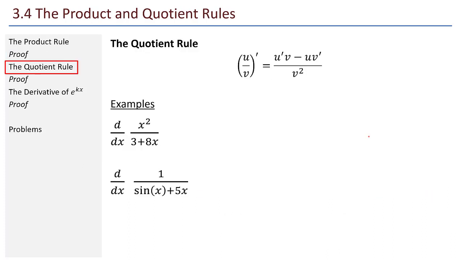Let's take a look at the quotient rule. What if I have a quotient of two functions? How do I take the derivative of that?